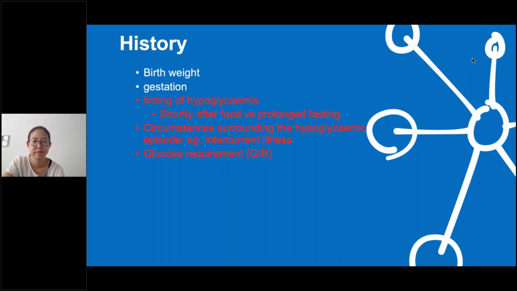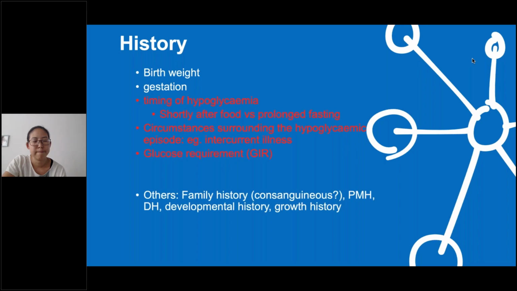So just to be aware of, if you think you're giving enough sugar with diarylite, that's something you need to question. Obviously, other bits in the history that you need to take and complete your history will include things like family history, so whether they're consanguineous, the past medical history, and drug history, particularly important in teenagers who present with isolated hypoglycemia because they might have taken somebody else's medication in the family.